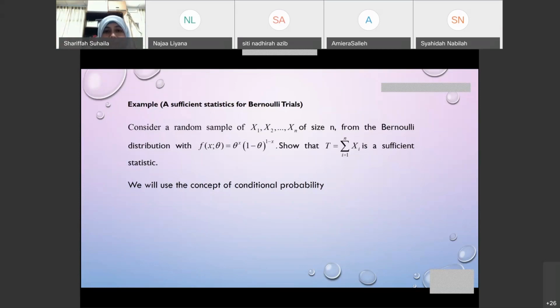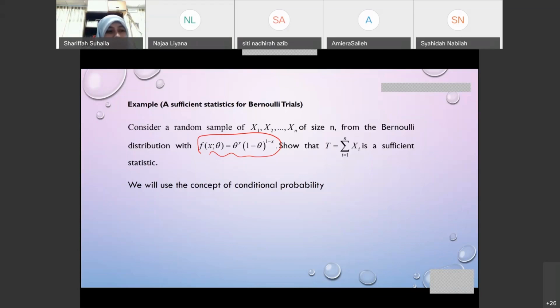Okay. So again this one is for Bernoulli trial, the Bernoulli distribution. So Bernoulli distribution that means each of your Xi. X1 is Bernoulli distribution, X2 is also Bernoulli distribution, where you have your probability mass function given as f(x; theta) equals theta to the power x, (1 minus theta) to the power 1 minus x. Dia dah bagi kat sini, dia tak tulis find the sufficient statistic. You just write down, show that T equals summation Xi is a sufficient statistic. Maksudnya kamu kena prove lah. Macam mana kita nak tunjukkan T equals summation Xi is a sufficient statistic.